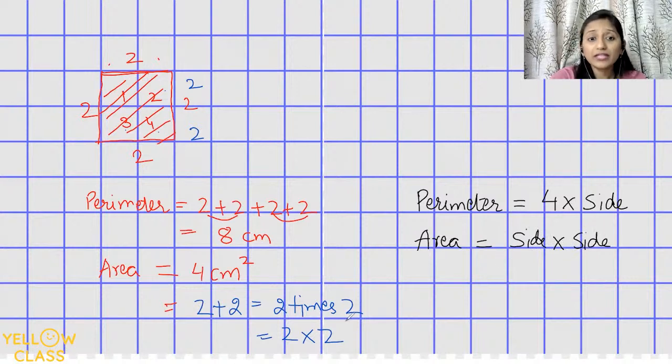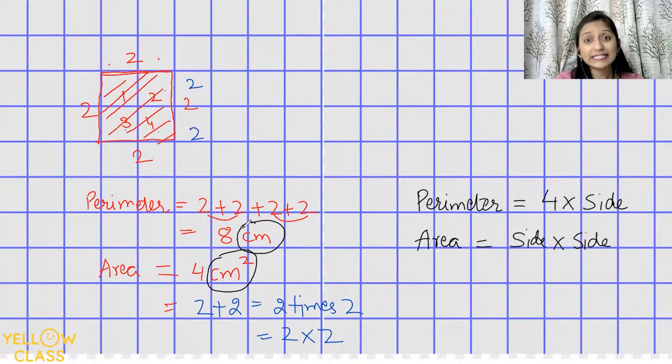Be very careful with the units here, children. Perimeter is in centimeters and area is in unit squared. So it will be meter square, centimeter square, inch square, kilometer square, something like that. Okay, so now we know the formulas.